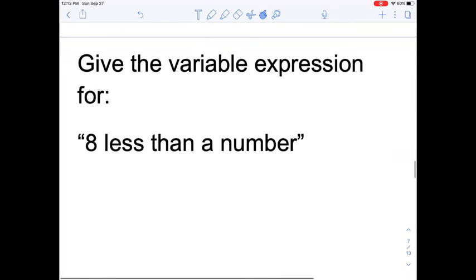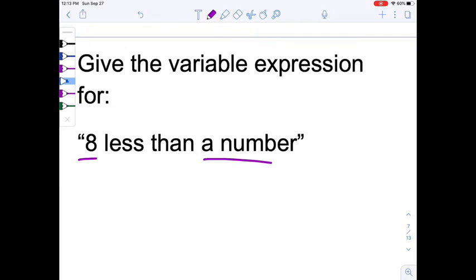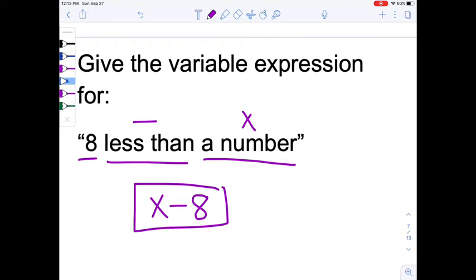Then we have to give the variable expression for 8 less than a number. So I have the number 8. We know that our number is going to be our variable, x. And then less than is subtraction, but less than means we flip the order. So instead of 8 minus x, we write this as x minus 8.